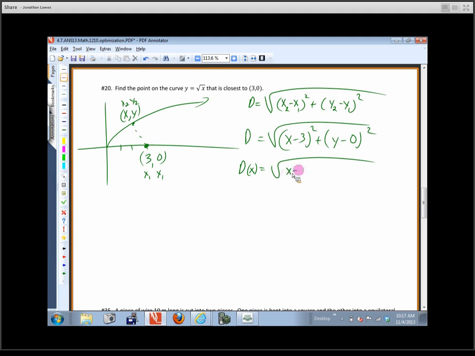So this is going to be x minus 3 quantity squared. This is going to be the square root of x minus 0 quantity squared. Here's our distance function. So for any point on that curve, we can find the distance between that point and this point (3, 0) using this little function right here. So let's clean this up just a little bit. This is going to be the distance equals big square root of x minus 3 quantity squared plus, this is just a plain old x, isn't it?